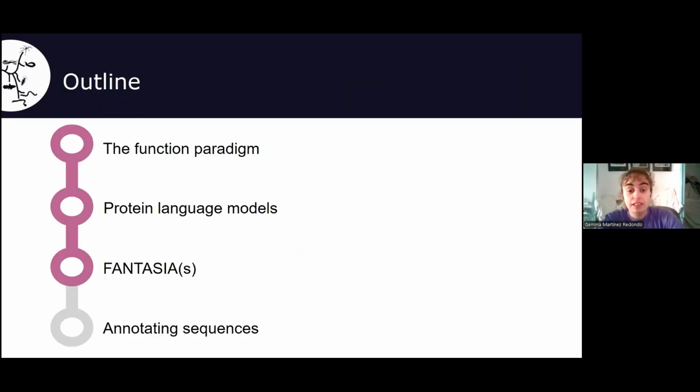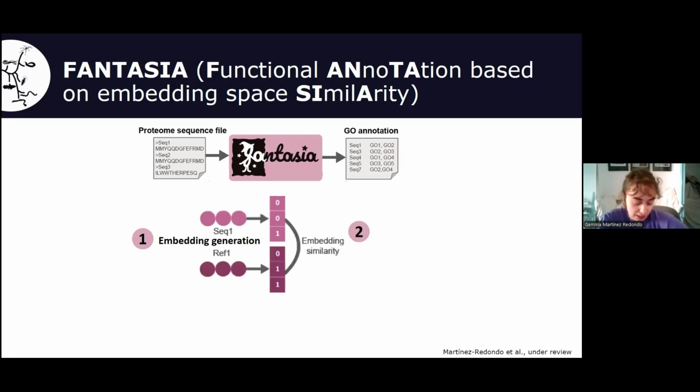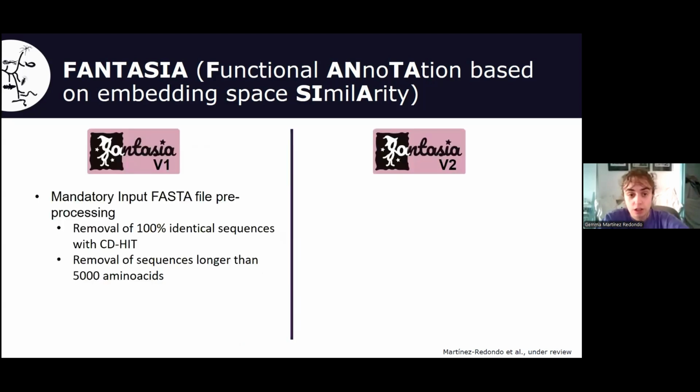So for that, we created FANTASIA. FANTASIA comes from Functional Annotation based on embedding space SImilArity. It is a pipeline that re-implements this algorithm of GOPredSim, and given a proteome sequence file, it can automatically do the pre-processing and all the steps and give you a Gene Ontology annotation. It has the three main steps that I mentioned before. First, it generates the embeddings based on the model that it has. Secondly, it calculates the embedding similarity using Euclidean or cosine distance. And finally, once it finds the closest one, or the closest ones, depending on the parameters you choose, it transfers the Gene Ontology annotation from the reference.